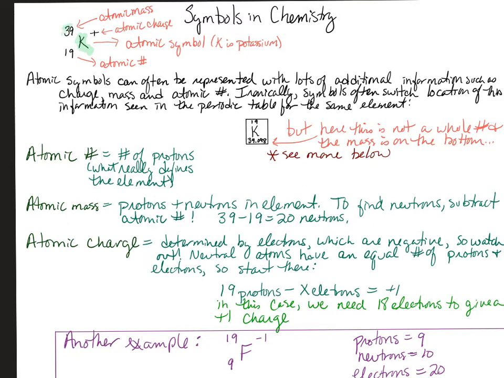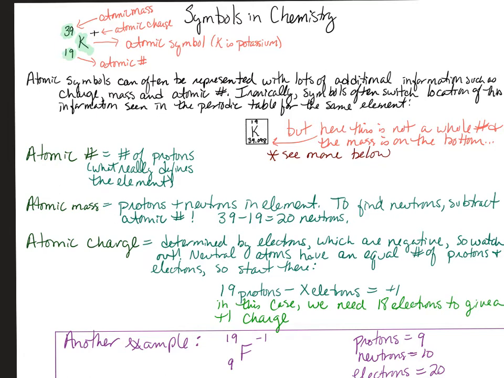The number up top tells you the mass of this particular element, this particular atom. And down below is the atomic number. The atomic number is also equal to the number of protons in potassium.